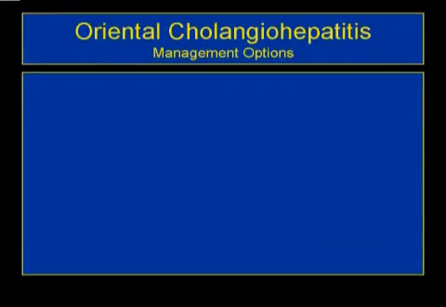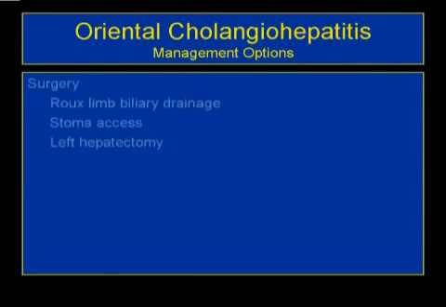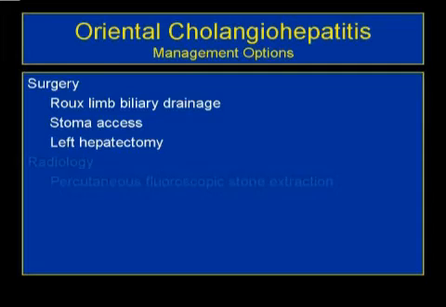Management options in patients with refractory stone disease and oriental cholangiohepatitis include a spectrum of surgical, fluoroscopic, and endoscopic approaches. Surgical approaches include the creation of a Roux-en-Y limb to improve drainage, or a pouch or stoma to provide easier cutaneous access to the bile ducts, or, finally, as in this case, left hepatectomy to excise the most severely affected portion of the liver.